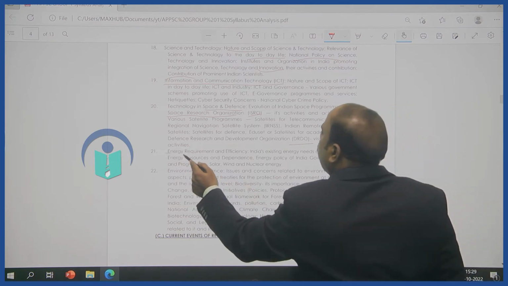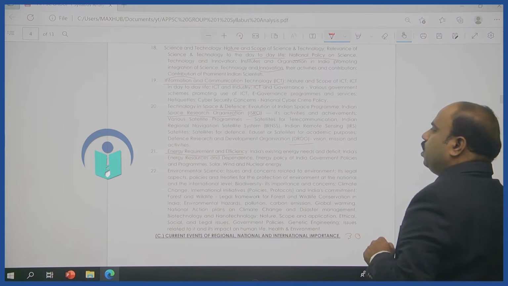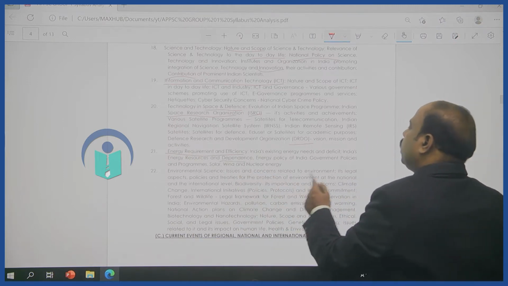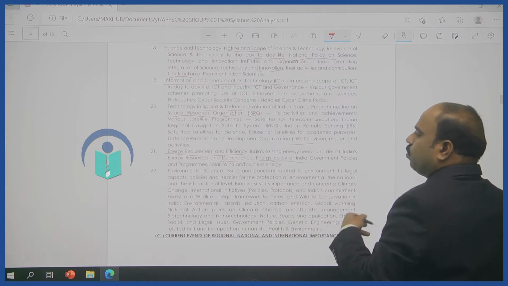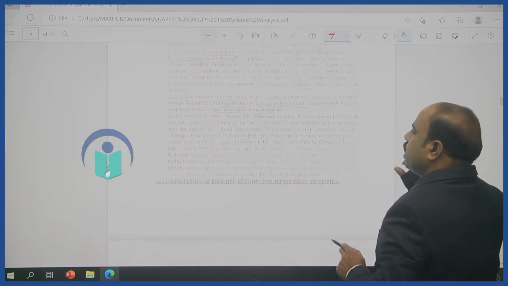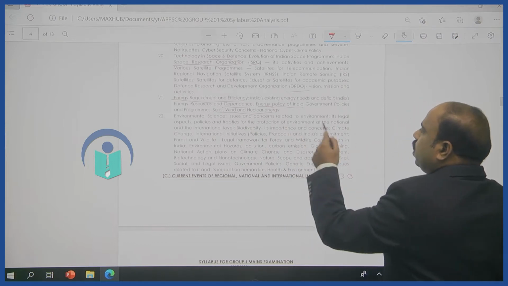Following, the next, energy requirement and efficiency, India's existing energy needs, deficit. Following, dependence on energy resources. So energy policy of India. Then government policies, solar, wind and nuclear energies. The next, environmental science, issues and concerns related to environment.